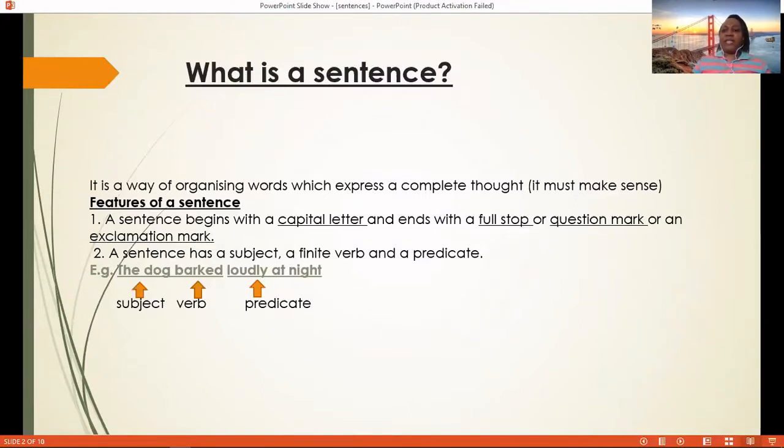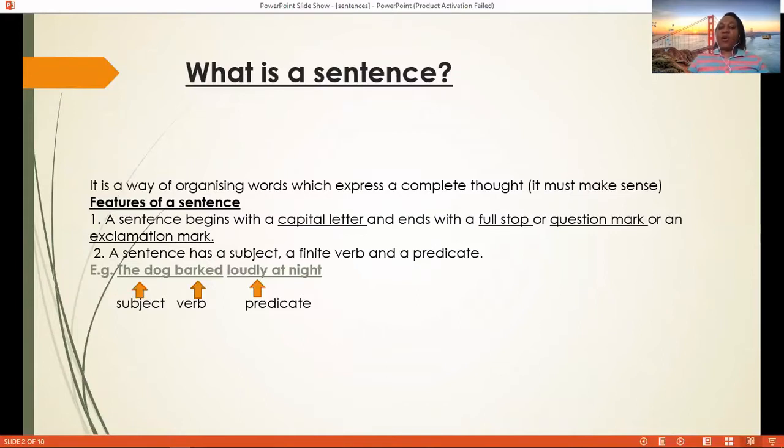Right, let's look at the features of a sentence. How do we know this is a sentence? First of all, a sentence begins with a capital letter. When the sentence begins, there must be a capital letter, and it ends with a full stop, or a question mark, or an exclamation mark. It all depends on what sort of sentence that is. But there must be a beginning and an end of that sentence.